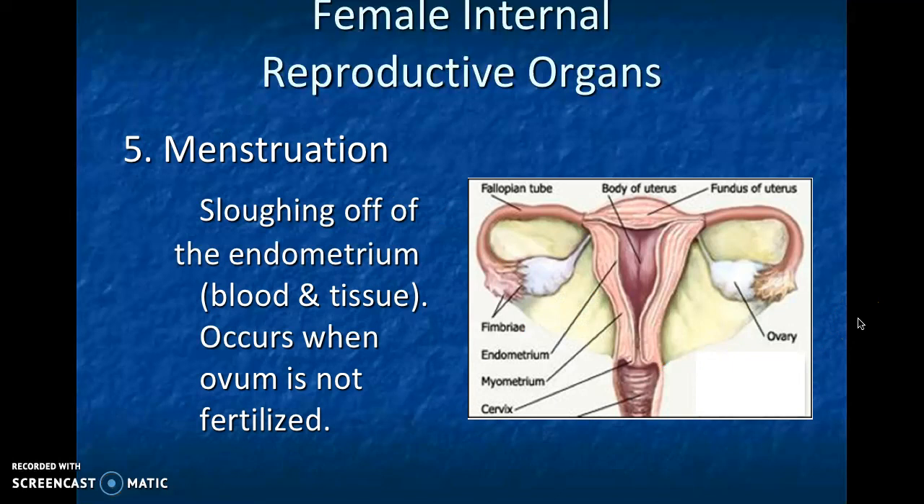Menstruation is just the term for that endometrium leaving. So the sloughing off or the shedding of that endometrium. And just know that it's blood and tissue. I know that most people think it's just blood, but the endometrium, the blood and tissue, plays a huge role if a woman is pregnant. Hormones will tell it to stay there. Say, hey, endometrium, you stay there because there's a baby that needs to grow, and it helps to nourish the baby as it grows.